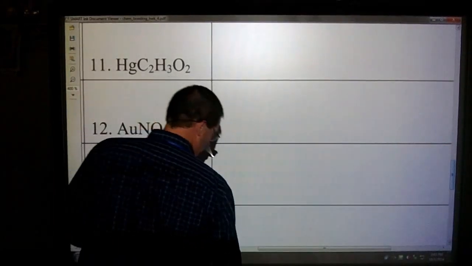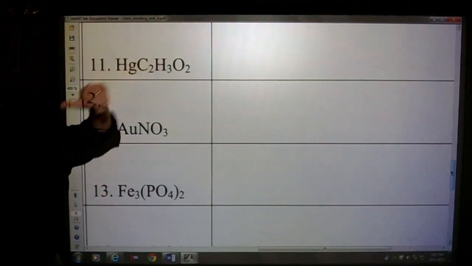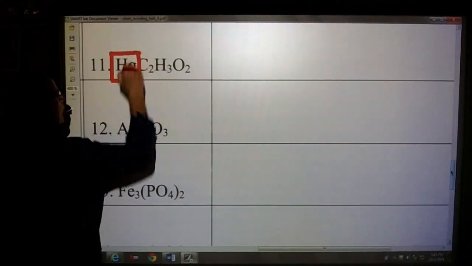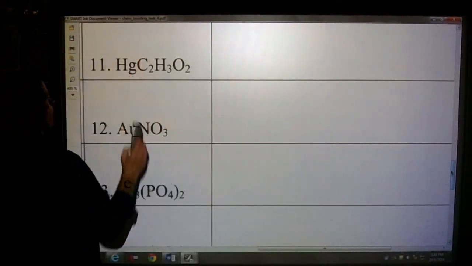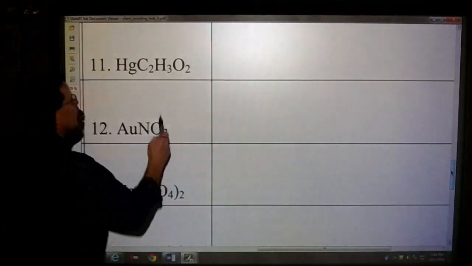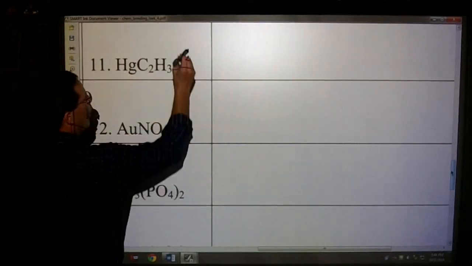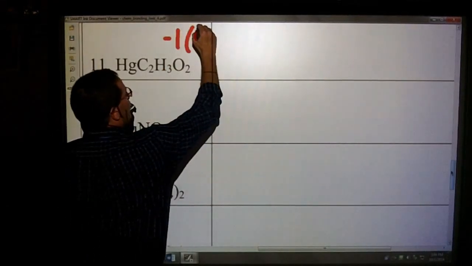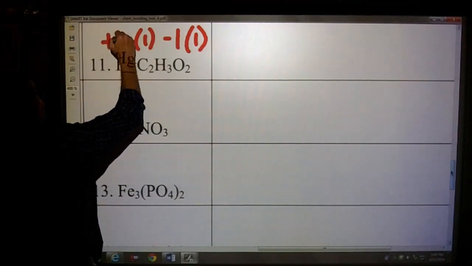All right, here we have an interesting one. Okay. No parentheses. We have Hg, C2, H3, O2. Again, if you're not sure, identify your metal. Whatever's left is your non-metal. Remember that trick? That's a good one to remember. All right, so we know the charge on this polyatomic, C2H3O2, is -1. That's acetate. If there's only 1 of those, and we have 1 mercury, then the mercury must have a +1 charge.